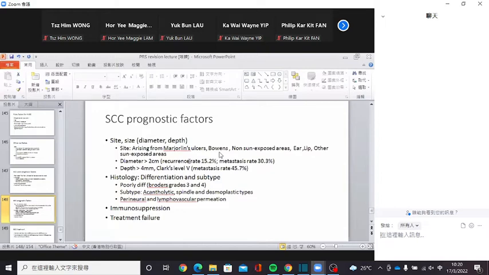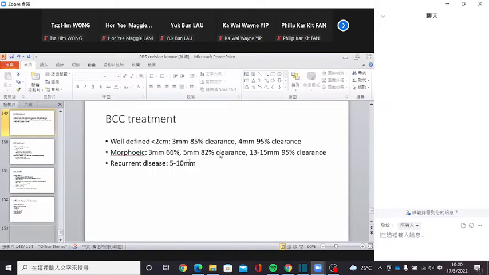So in these cases, after you've completed the excision, you still have to arrange some kind of examination for the patient, like ultrasound, to look for any occult lymph node metastases. Histology, of course, poorly differentiated with perineural or lymphovascular permeation are worse. And like BCC, long-term immunosuppression and recurrence make the prognosis worse.